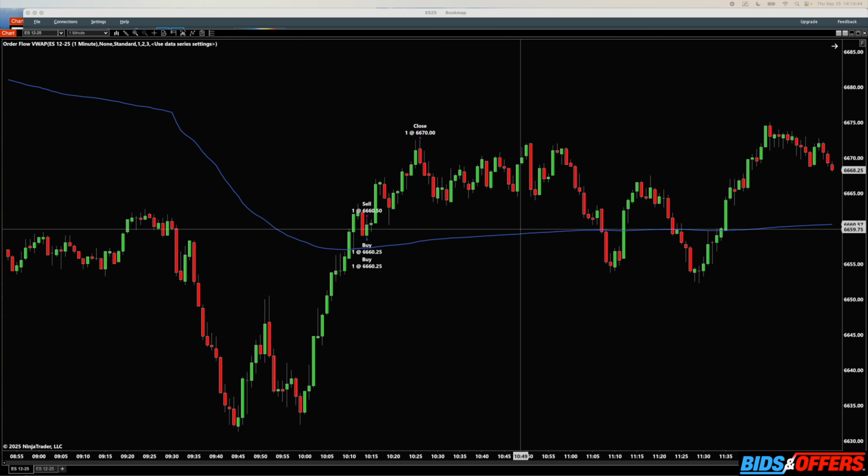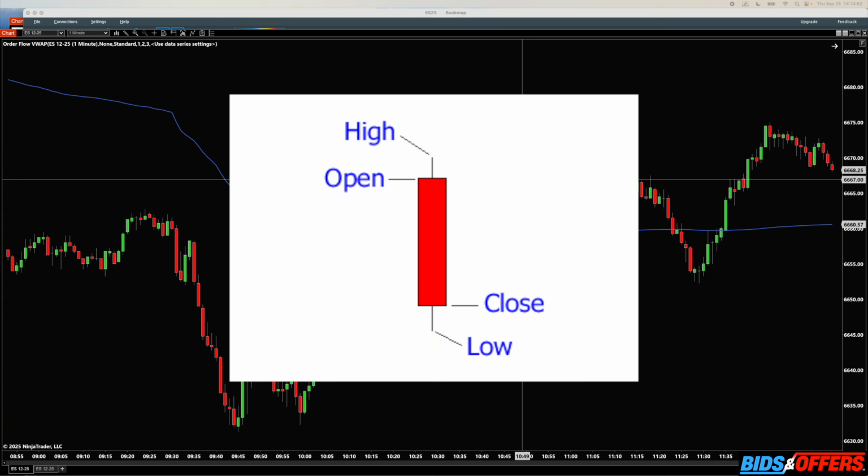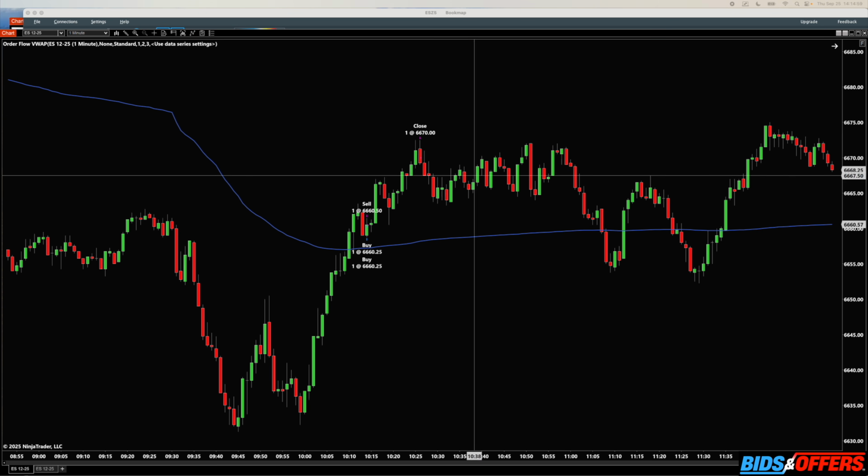Before I start this video, I want to cover something very simple about this candlestick chart right here. All this candlestick chart shows you is the open, the high, the low, and the close of price within a certain time frame. This chart right here is a 1-minute time frame on the S&P 500 futures.